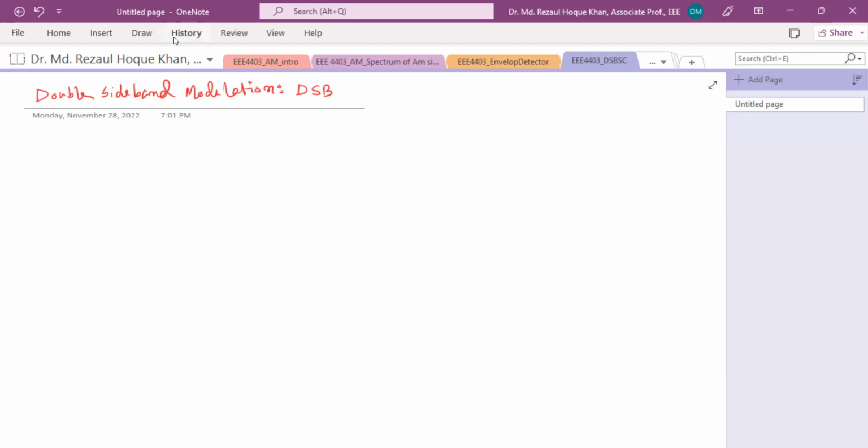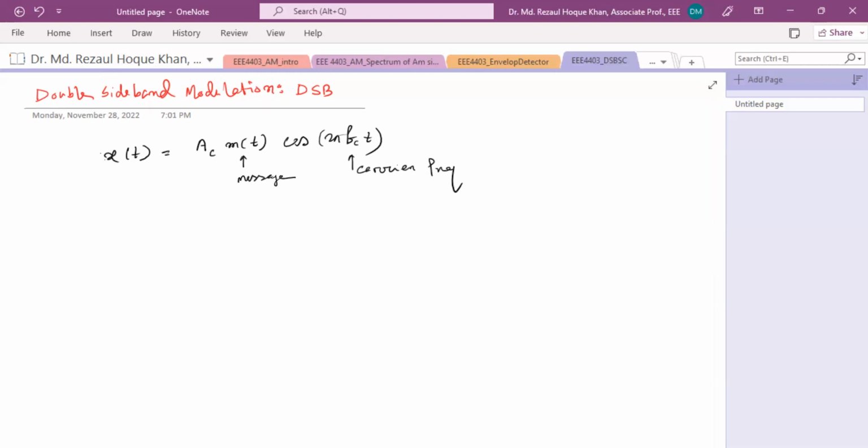Let us assume the transmitted modulated signal is x(t), which can be written as Ac m(t) cos 2 pi fct. Here fc is the carrier frequency and m(t) is the message signal. There is no pure carrier here, unlike in AM modulation, where a pure carrier was there in the modulated signal.